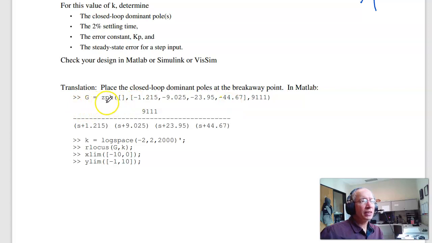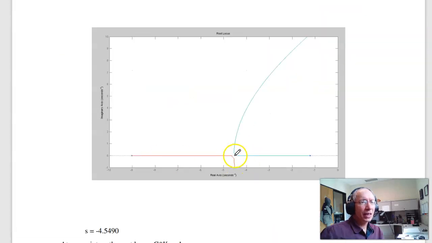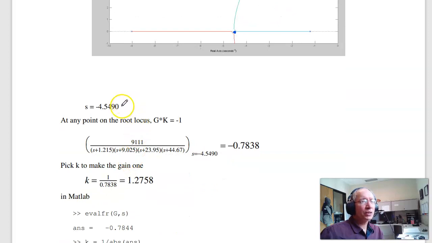One way to do that is in MATLAB, input the system G(s), draw the root locus. Looks like this. And there's my design point. I want to place the closed loop pole at the breakaway point. Once I know s, at any point on the root locus, G times K is minus 1. So evaluate G(s) at my design point. The minus sign is good. I'm on the root locus. The gain's wrong. Pick K to make the gain 1.